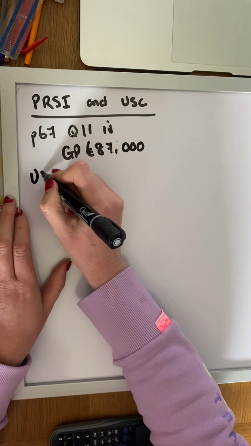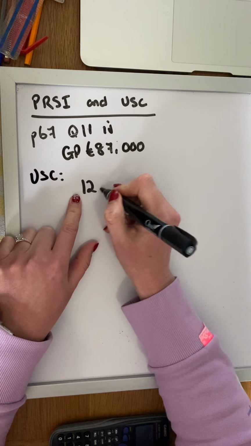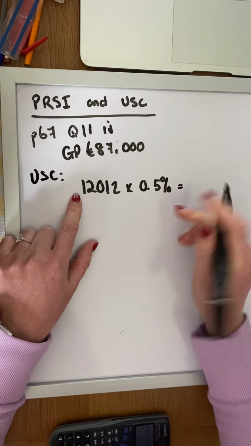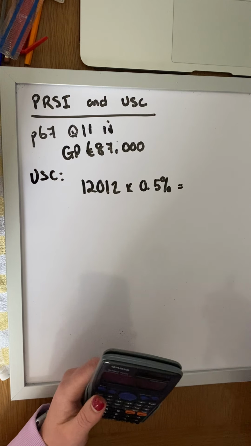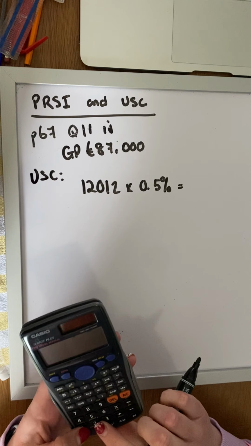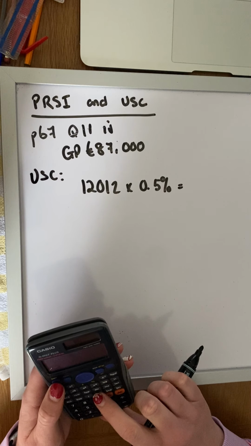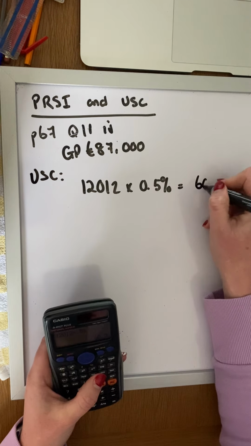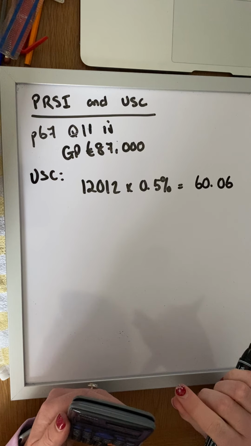So for USC, the first bracket is 12,012 by 0.5%. Now, if we're typing this in as a decimal, remember 0.5% is 0.005. If you're typing it in using your percentage button, just type 0.5%. So 12,012 by 0.5% gives us €60.06. All right, so that's the first amount of USC that she pays.